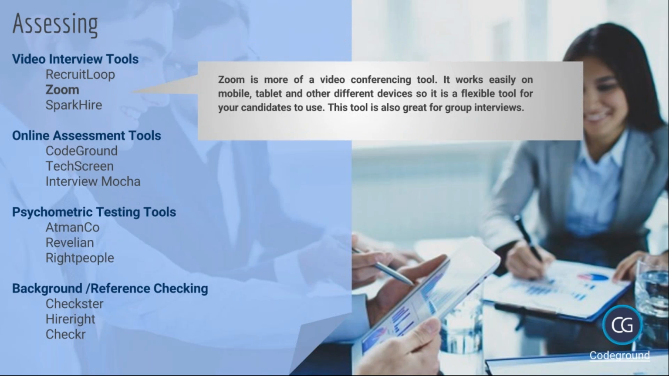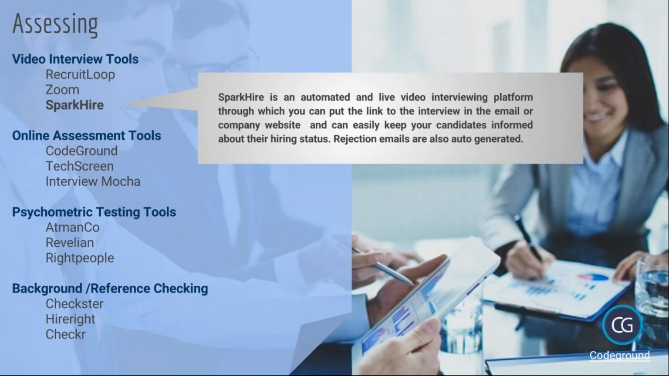Then you have Zoom. So Zoom is more of a video conferencing tool. It works easily on mobile, tablet, and other different devices, so it is a flexible tool for your candidates to use. The tool is also great for group interviews. Then you have SparkHire. So SparkHire is an automated and live interviewing platform through which you can put the link to the interview in your email or company website. And also you can keep your candidates easily informed about their hiring status. Even rejection mails are auto-generated.